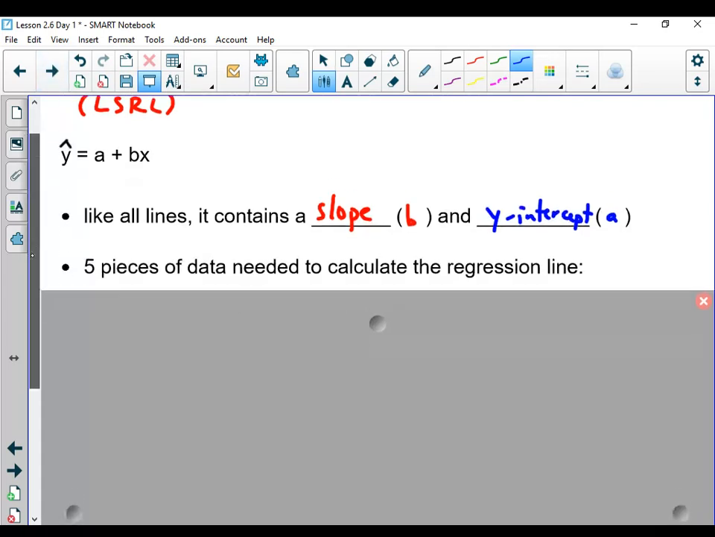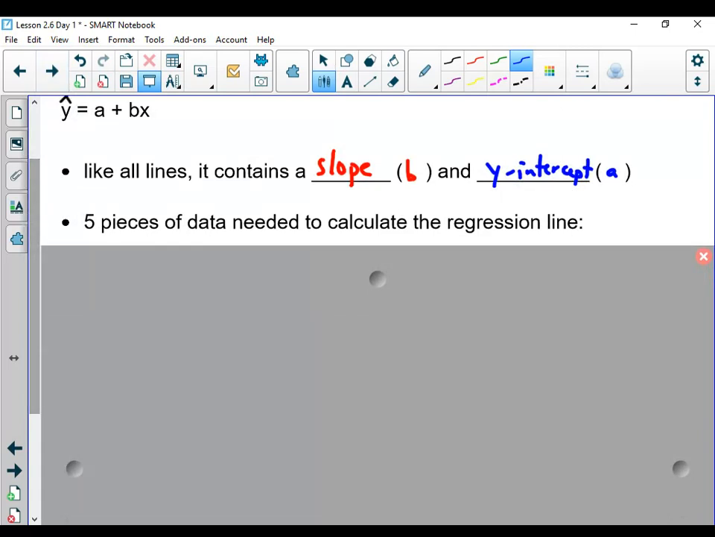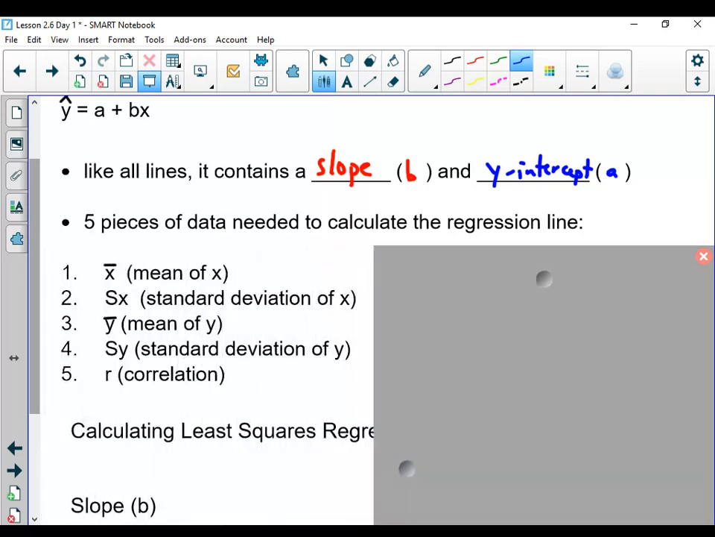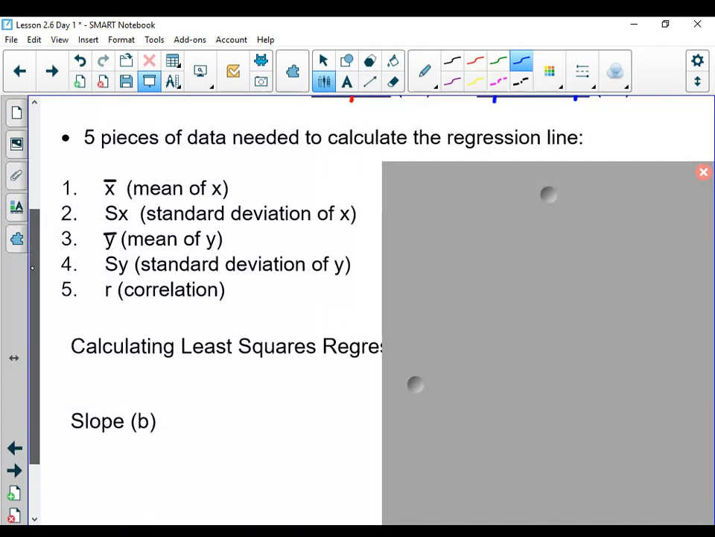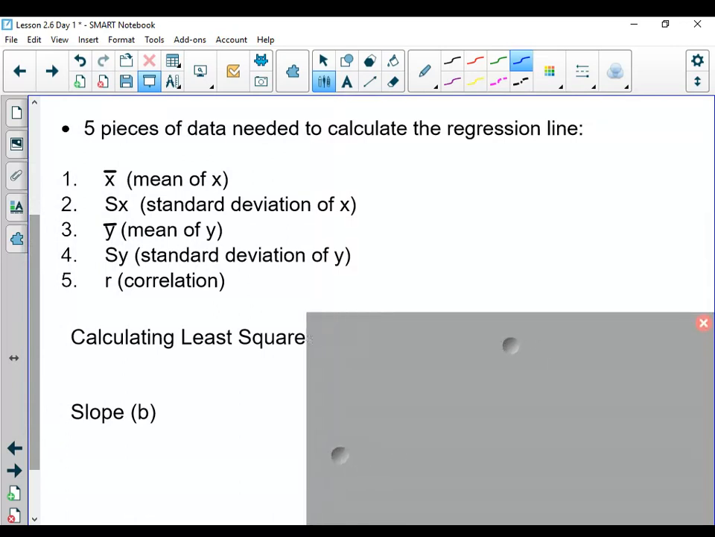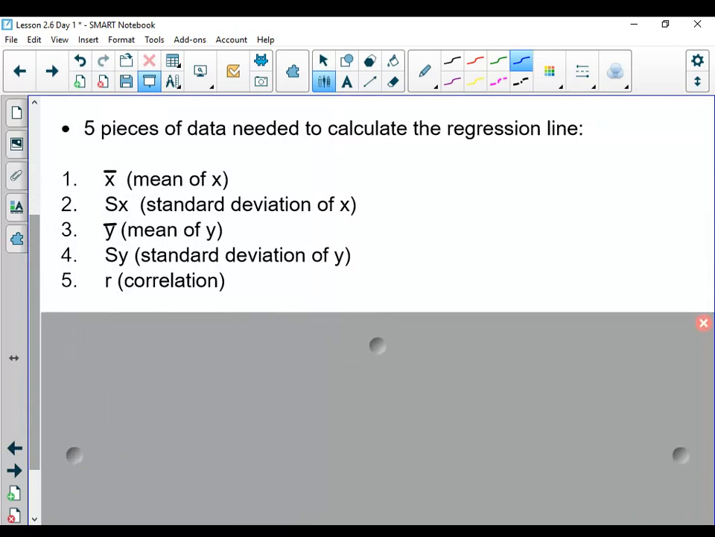All right, well, how are we going to calculate it? How are we going to find that when it's not given to us? Well, there's really 5 pieces of data that we need. Here are the 5 pieces that we're going to need. We need the mean of x, or in other words, we need x bar. We need the standard deviation of x.